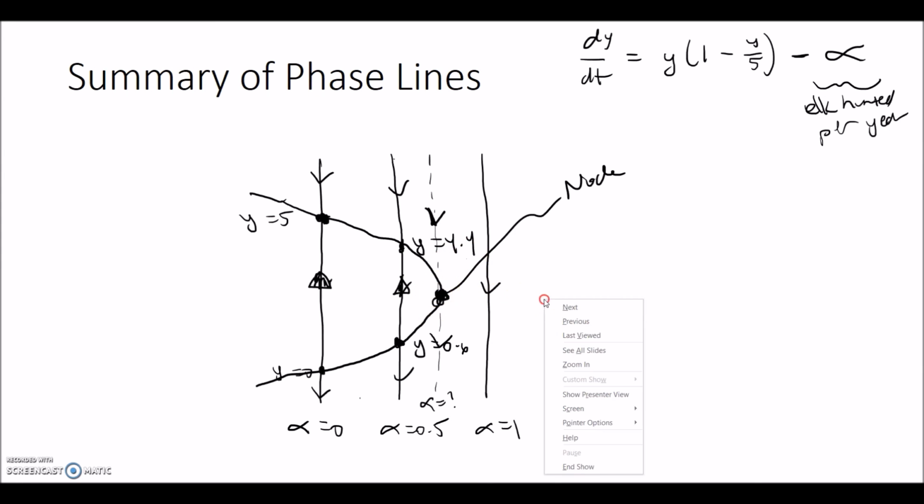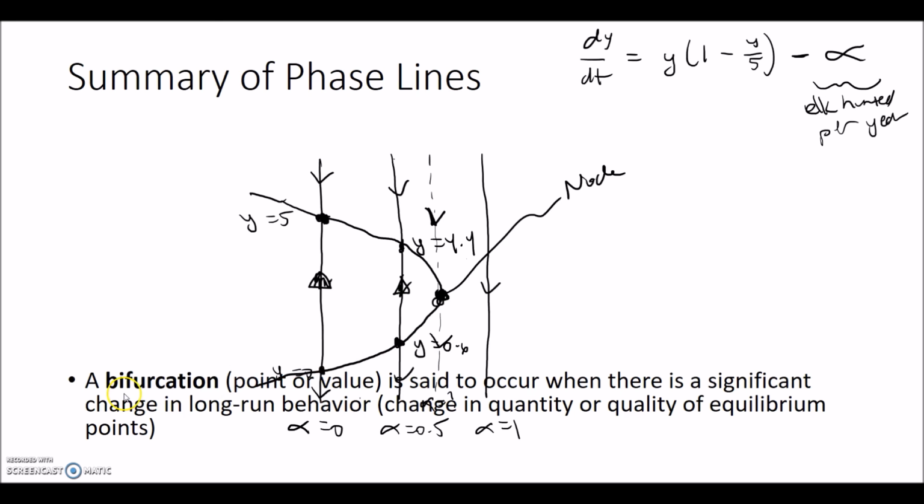So this guy right here has a special name, and this is called a bifurcation. It can be called a bifurcation point or bifurcation value, and it's said to occur when there's a significant change in long-run behavior, which is a change in quantity or quality of equilibrium points. For the most part, both things happen. We lose a quantity, we go from having 2 to only having 1 equilibrium point, and the quality of that equilibrium point changes as well. Its classification goes from sink, source, to node. So that behavior has changed entirely.